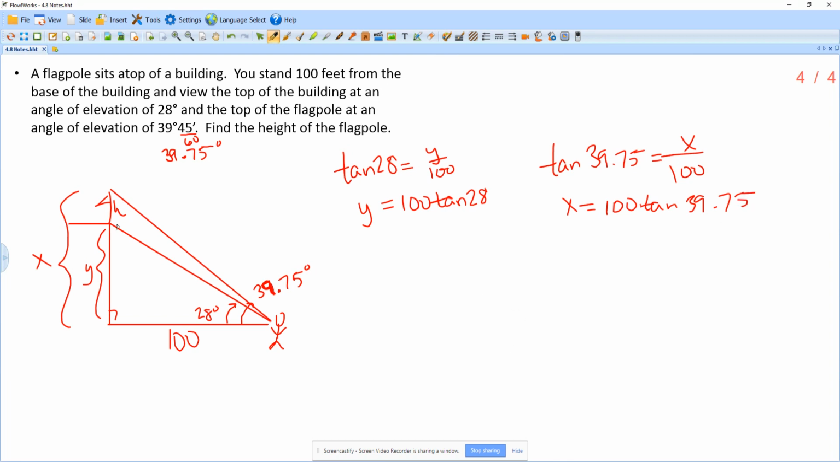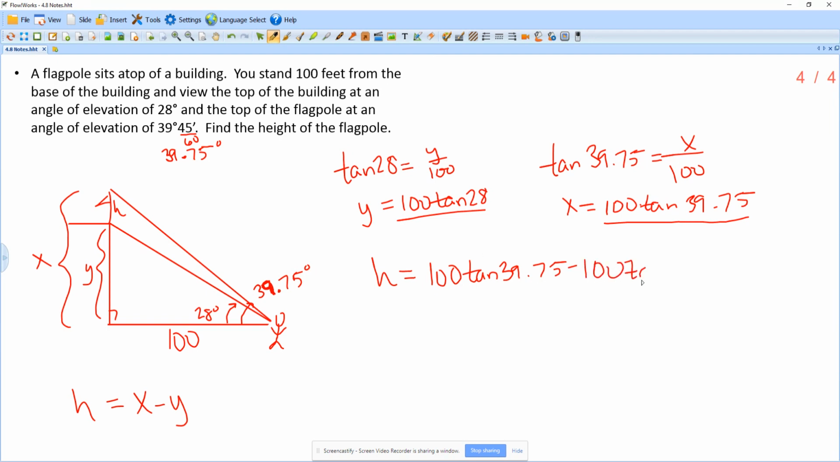If I'm looking for just H, what H really represents is the distance between X and Y. It's what I get if I subtract X minus Y. Well, I have an equation for X and an equation for Y. So I'll do H is equal to X, 100 tangent 39.75, minus Y, 100 tangent 28. When I put that into my calculator, you'll get roughly 30 feet.